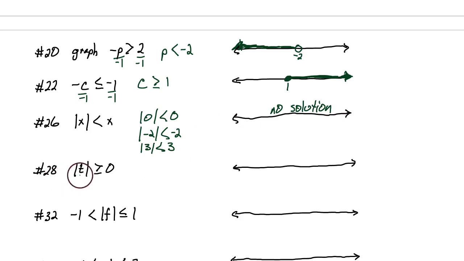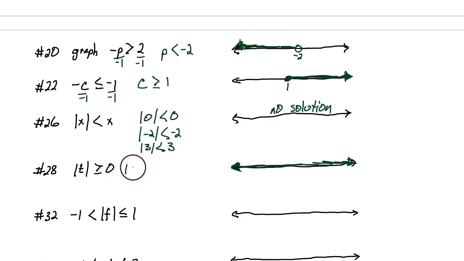Number 28, the absolute value of t is greater than or equal to 0. This is true for all numbers, so you would shade the entire graph. Run through some examples like we did in number 26.